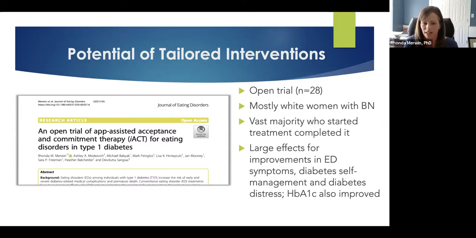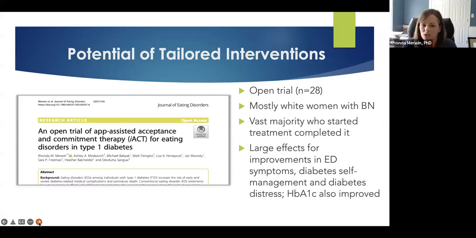Most of the people in this study completed the treatment, which is a big deal in eating disorders because people drop out. It was 87%, so that was really positive. We saw some really large effects: decreases in eating disorder symptoms, improvements in management, and decreased diabetes distress. HbA1c also improved by about 1%, and some of those folks had a lot further to go, but you don't want to go too fast anyway. That's still a clinically significant change, and this was over a 3-month period. It was a 3-month intervention, so a pre-post design.